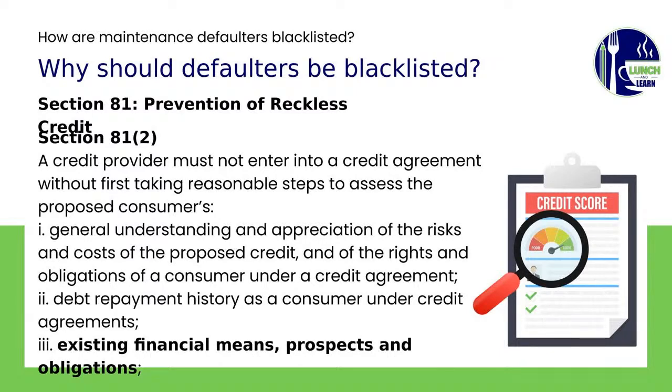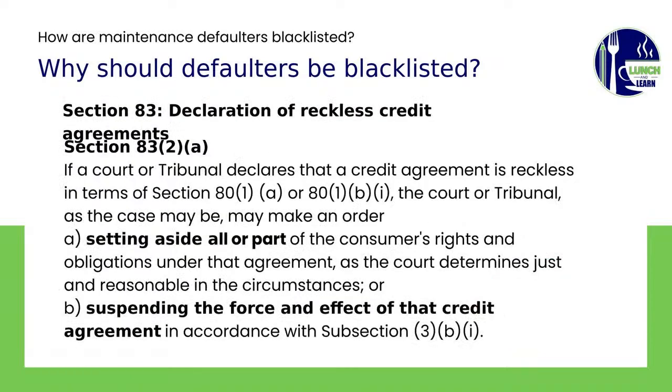81(2), where it says that a credit provider must not enter into a credit agreement without first taking reasonable steps to assess the consumer's general understanding and appreciation of the risks and the costs, as well as the debt repayment history of a customer. So that is the credit report. They have to see how you have been paying your other debt in order to do a risk assessment on the current debt. And then the credit provider also needs to look at your existing financial means, prospects, and obligations, which obviously also includes maintenance.